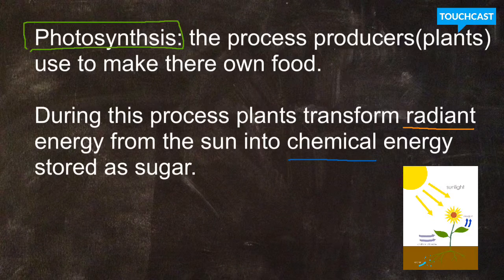Okay, so the definition of photosynthesis: the process which producers, mostly plants, use to make their own food. During this process, plants transform radiant energy from the sun into chemical energy stored as sugar.